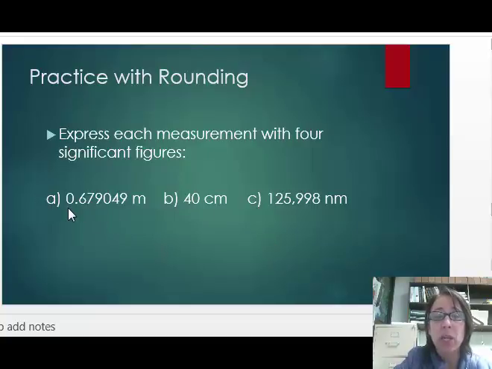These measurements are A, 0.679049 meters, B, 40 centimeters, and C, 125,998 nanometers. Let's see how you did.